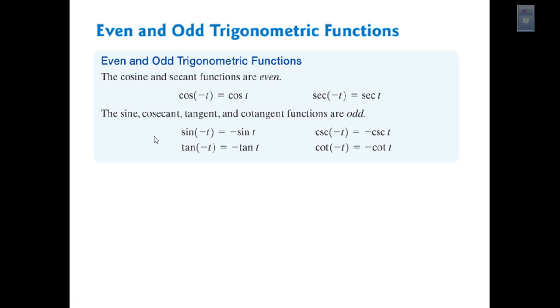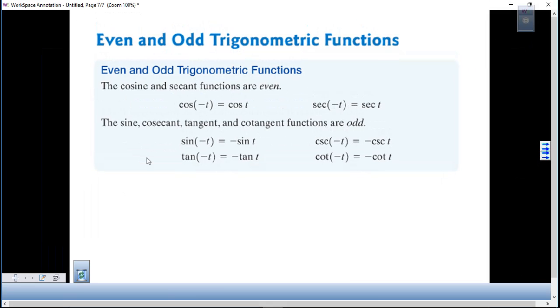Now, let's talk about even and odd trigonometric functions. All right, the cosine and secant functions are even. Now, guys, this is the exact same definition of even and odd that we've always had with functions in general. Maybe you don't remember it, but I'm going to refresh your memory here.